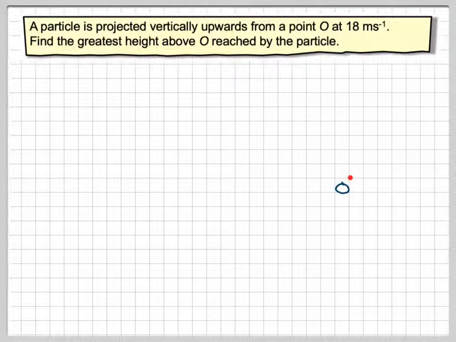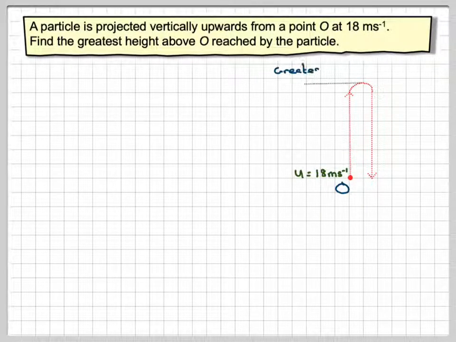So a good idea when you're doing this problem is to draw a quick diagram of what's happening. So we've got the point O, a particle's going upwards, it will reach a greatest height and then come back down. At the initial point of projection, the initial speed is 18 meters per second. At the greatest height, the speed will be 0.